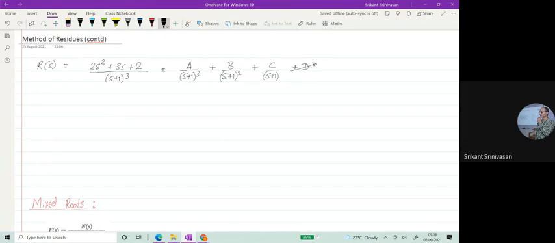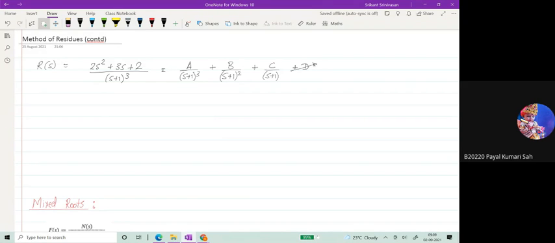Supposing the numerator starts with 2s power 4 or something, then you would do one division to remove all the extra terms and then come back to the irreducible fraction. And now you have to factorize it. So can somebody tell me what is the procedure now? What is the value of A, B and C? How will I find out?